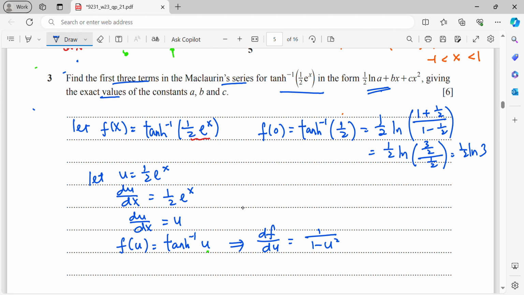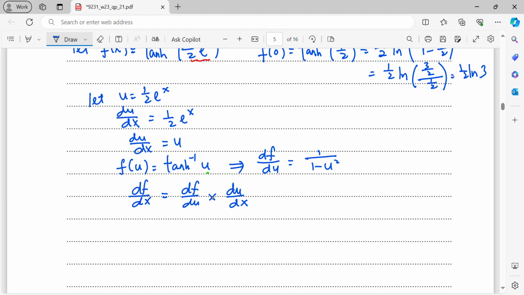Therefore, using the chain rule, df over dx is df over du times du over dx. Okay, so now df du is 1 over 1 minus u squared. And then the du dx is given, which is u. Alright, so now I will get u over 1 minus u squared. And now I will change back.